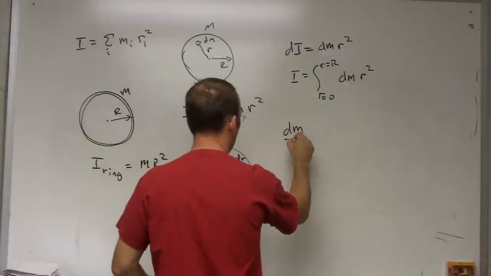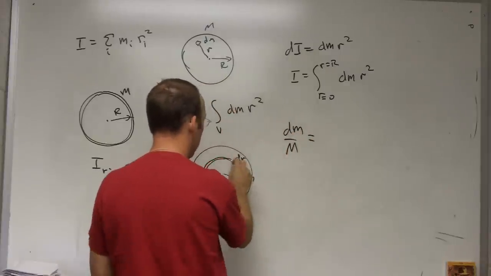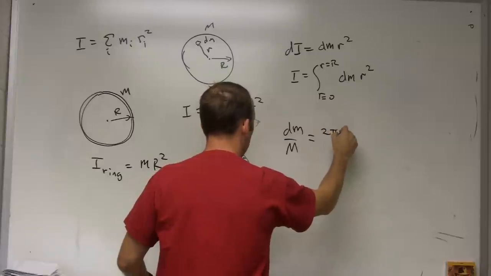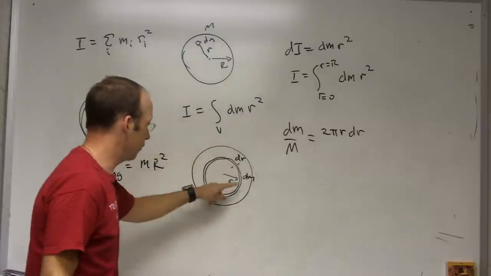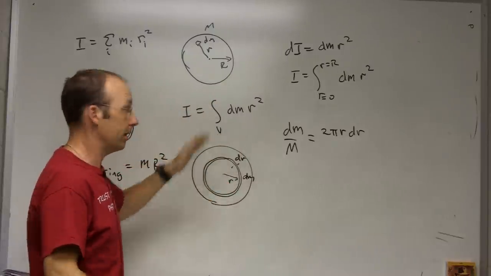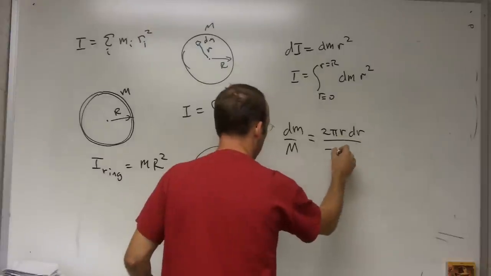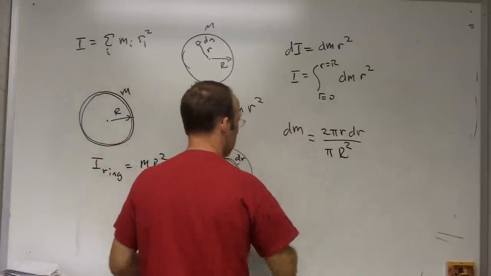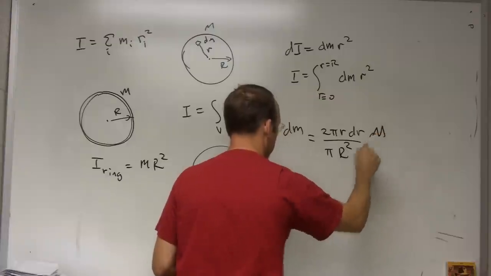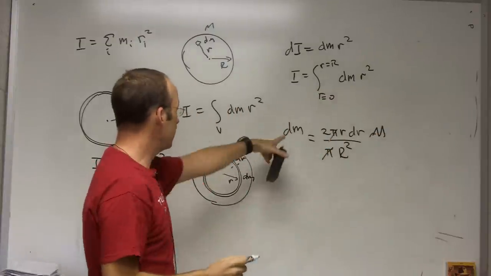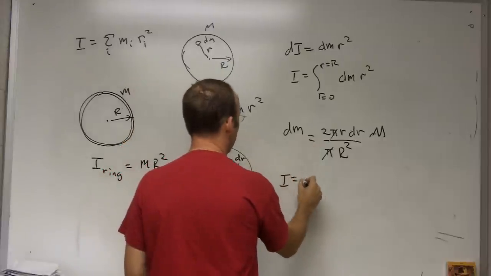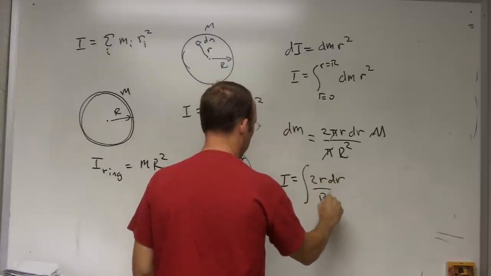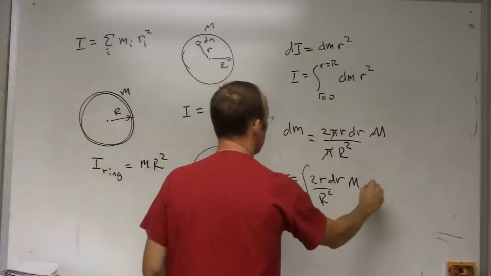So I could say dm over the total mass, m, is going to be the area of this little ring, which I can write as 2 pi r dr, because 2 pi r is the circumference around times the thickness dr. Over the area of the whole thing, which is pi big R squared. If I solve this for dm, I get this, and the pi's cancel. So instead of dm, I'm going to put that in. I equals the integral of 2 m r dr over big R squared, times r squared.